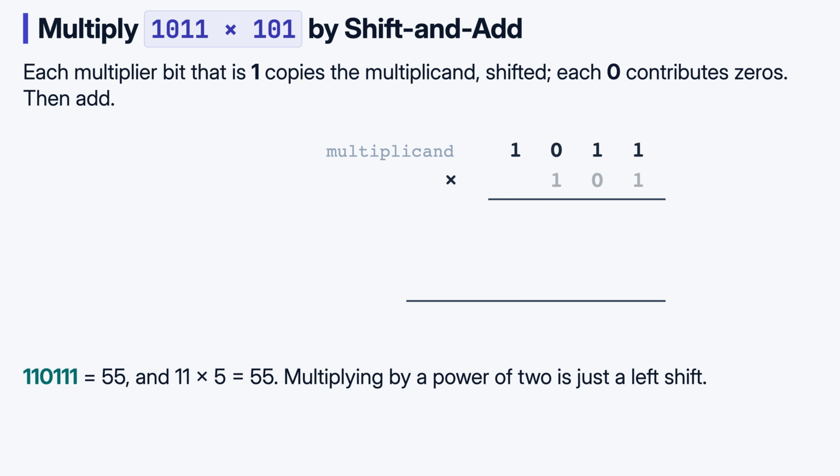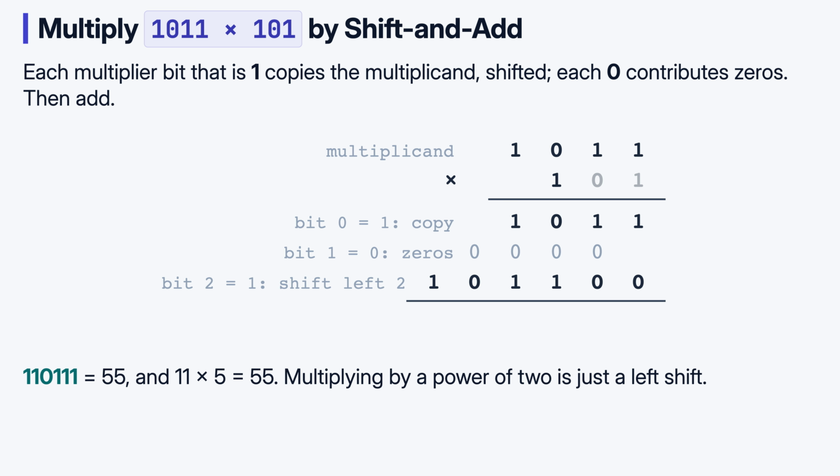One short multiplication to finish. Binary multiplication uses shift and add, the same long multiplication method you know from decimal, but easier because each multiplier bit is either 0 or 1. Let's multiply 1011, which is 11, by 101, which is 5. Bit 0 of the multiplier is 1, so we copy the multiplicand, 1011. Bit 1 is 0, so this partial product is all zeros.